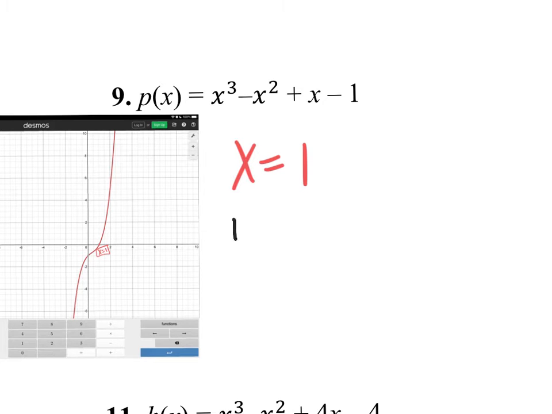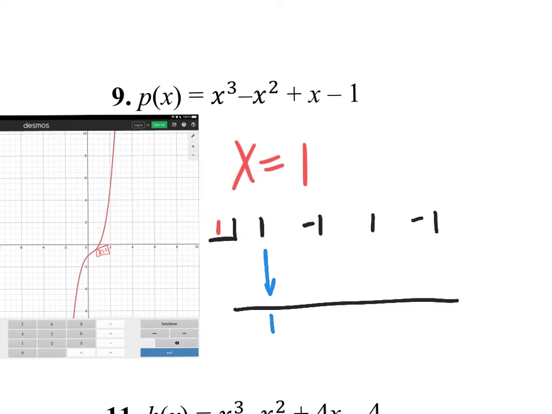If I asked you for all, you would plug in the number 1 right there, and then you would write your coefficients: 1 on x to the third, -1 on x squared, 1 on x, and -1 as a constant. And you would go down 1. As you go up, you multiply. 1 times 1 is 1. As you go down, you combine. -1 plus 1 is 0.